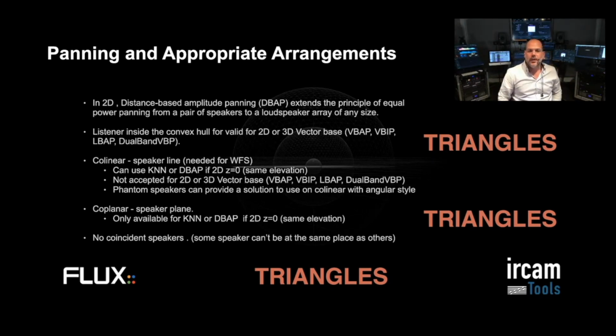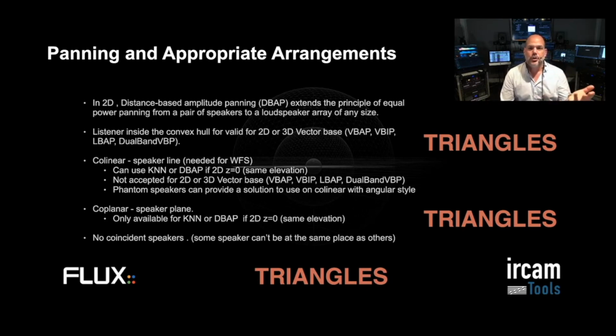So what are we learning here? We're basically learning that we've got the 2D distance base for equal power panning. When we have speakers around, important, this convex. So these are valid arrangements for 2D and 3D VBAP arrangements, or all these angular style panning. When we have a collinear arrangement, like we just saw, which is needed for wave field synthesis, which we're just introducing and talking about in 2 weeks, these are not by default accepted for 2D, 3D vector-based panning.